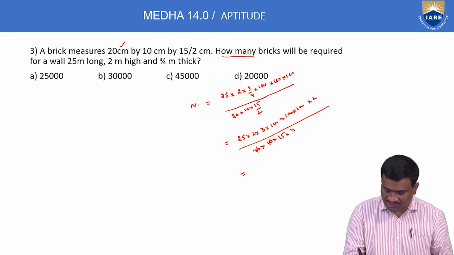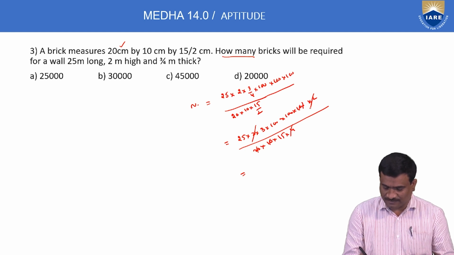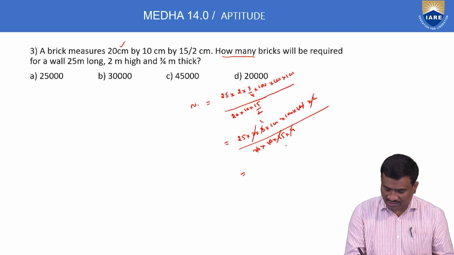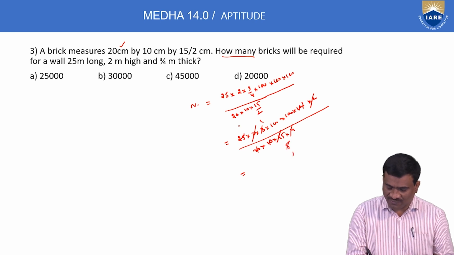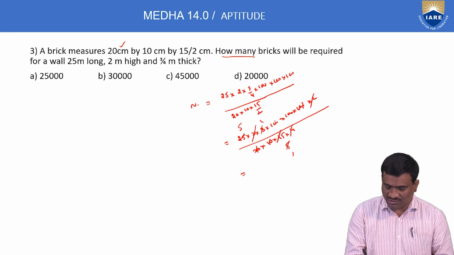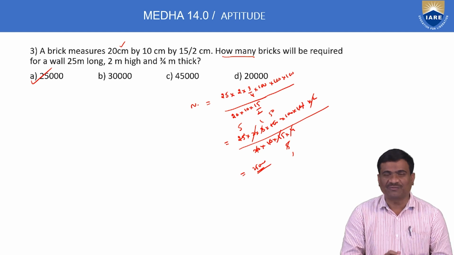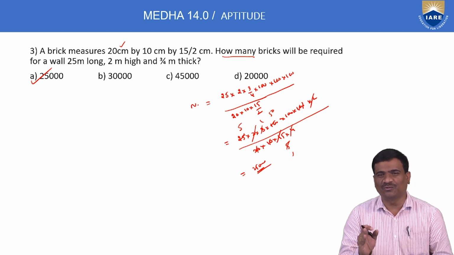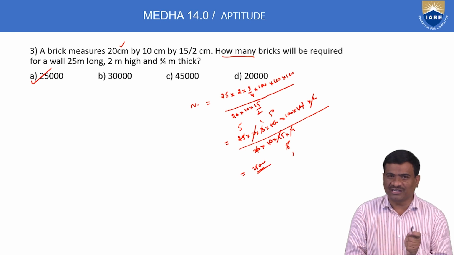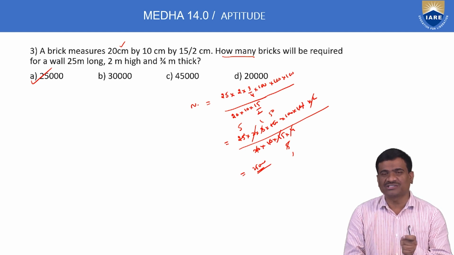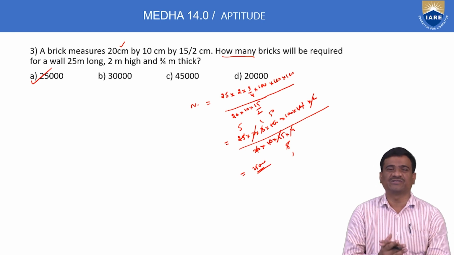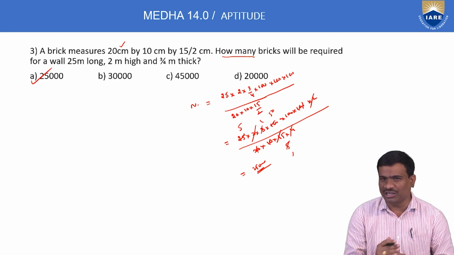Here 2 zeros cancel. Next, 4 means 2 into 2, 4 cancels. Next, 3 into 1, 3 into 5, 5 into 1, 5 into 5 is 25, 2 into 50. So the answer is 25,000. Option A only is correct. Number of bricks is equal to 2500. This belongs to area, perimeter, volume and surface area, 2D figures and 3D figures. Concepts always depend only on the topic, which means formulas are important.